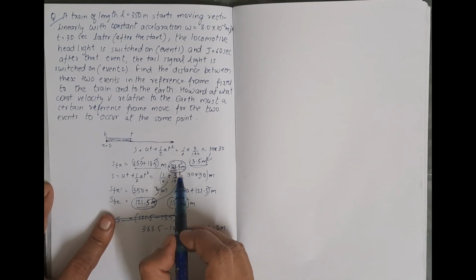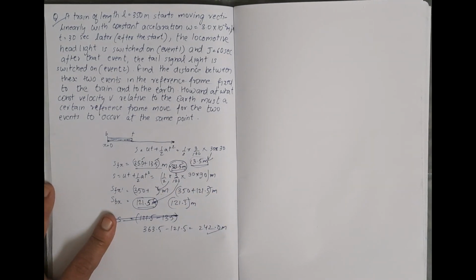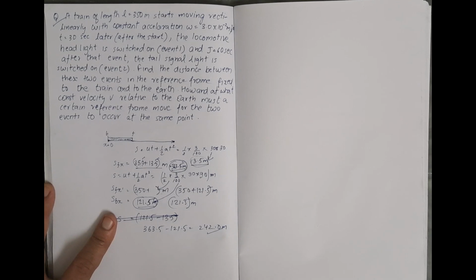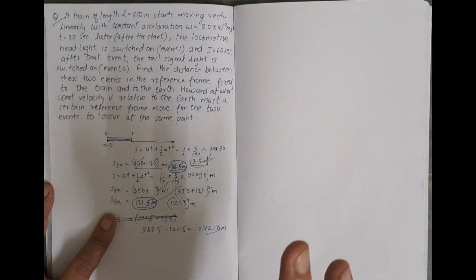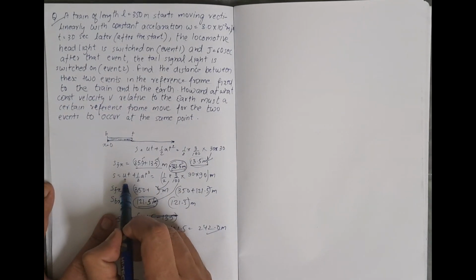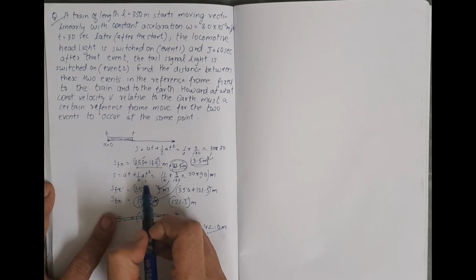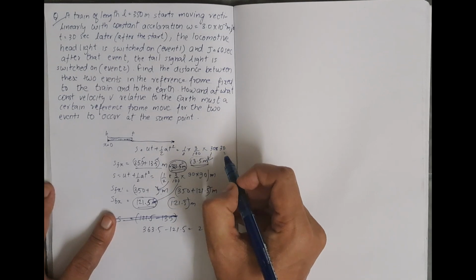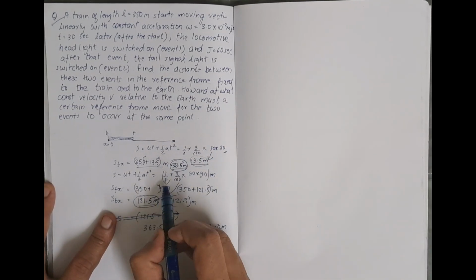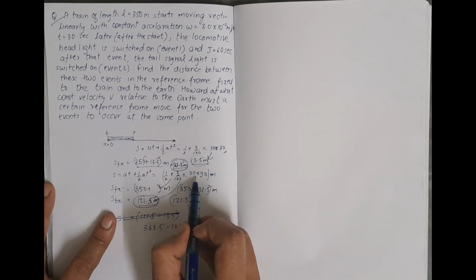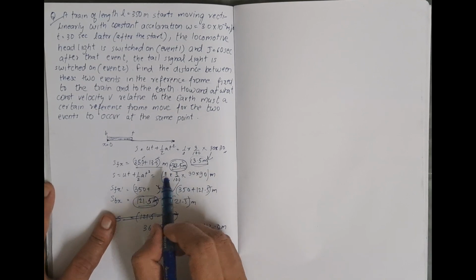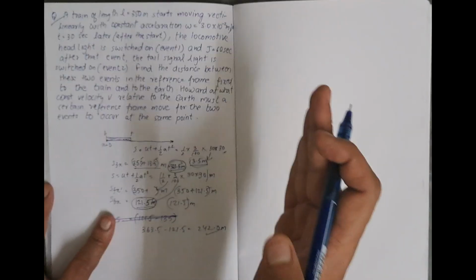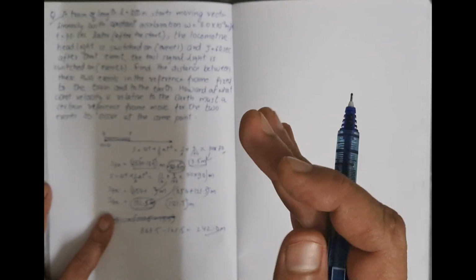In a similar way, you calculate the x coordinate of the front end of the train for event 2. Simple application of this equation of motion, ut plus half at square. The only difference is t for event 2 is 90. A is the same as in the case of the first calculation that you did. So half a t square, t is 90. If you calculate this, you will get the x coordinate of the front end of the train after 90 seconds.